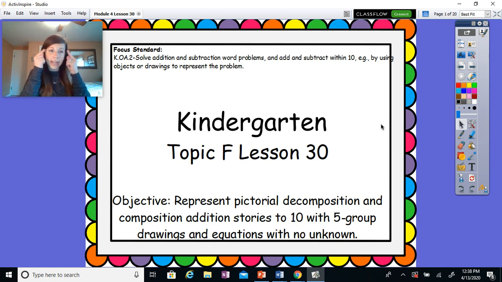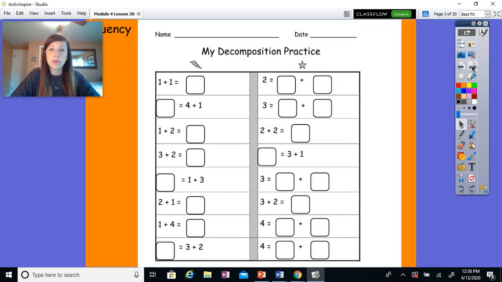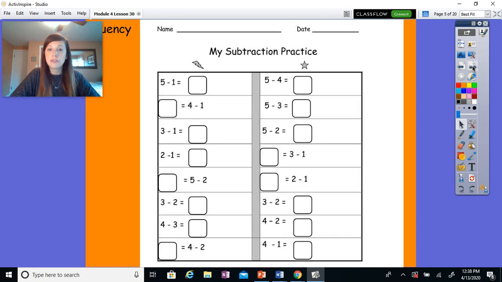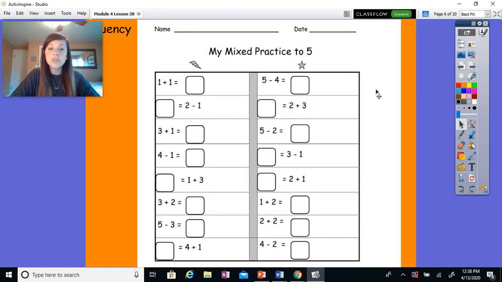So let's get our brains thinking a little bit about math. Let's do our mixed practice fluency. So there's adding problems in here and subtraction problems in here. So let's do a couple together. Start at the top. 1 plus 1 equals. 1 plus 1 is 1, 2. So I'm going to write 2. Around and back on the railroad track.